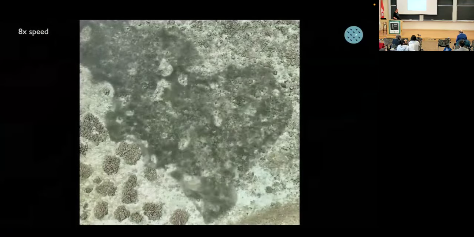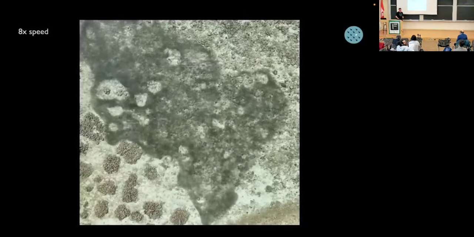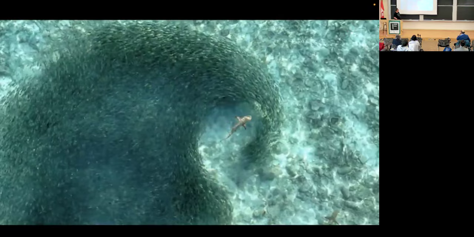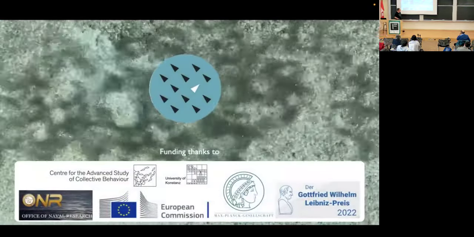So I think it's a super exciting time, and it turns out the sharks are also collective. Inside each of these vacuoles is a shark. And yeah, it's really cool and fun to work on these things. And thanks a lot for listening.